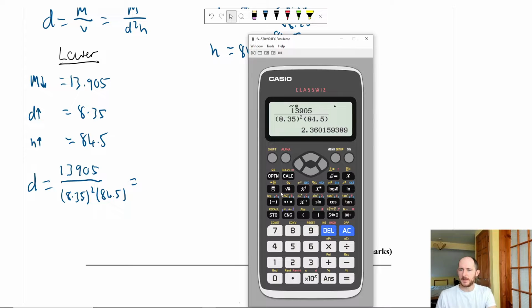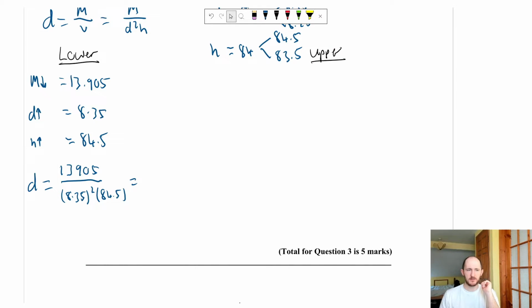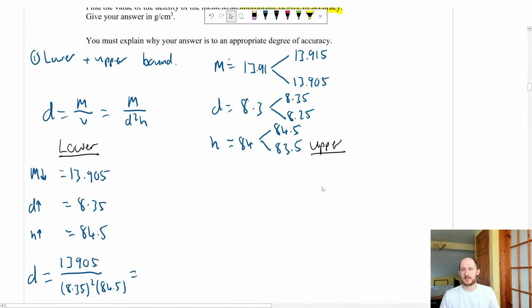84.5. We get 2.36. I'm actually going to write quite a few digits. I'm probably going to go all the way up to the 5. If you want, you can write the whole thing. Actually, you know what? To show best practice, let me write the whole thing. I'm going to write the equals down here. I'm going to write 2.36015938.